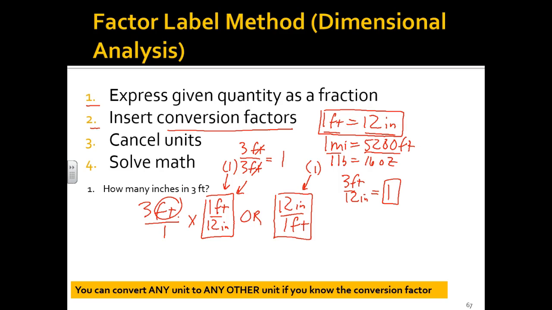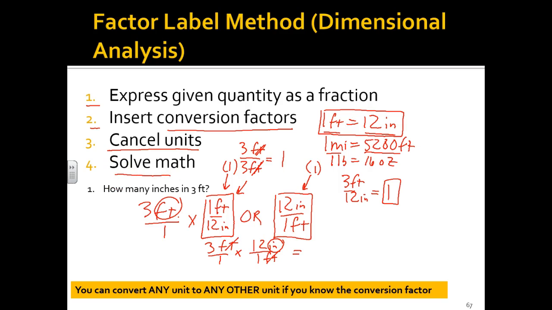So in order to do that, remember, you cross out like units, okay, if they're on the top and the bottom, on the numerator and denominator. So what we need to do is get feet on the bottom so we can cross out feet. So let's just redo this real quick. So we'll do 3 feet over 1, and then we're going to multiply it times 12 inches over 1 foot. And really, really important is step 3 here. Cancel your units. So before you do anything, cancel your units to make sure that you set it up right. So in this case, feet cross out with feet, and I'm left with inches. And now I solve the math.